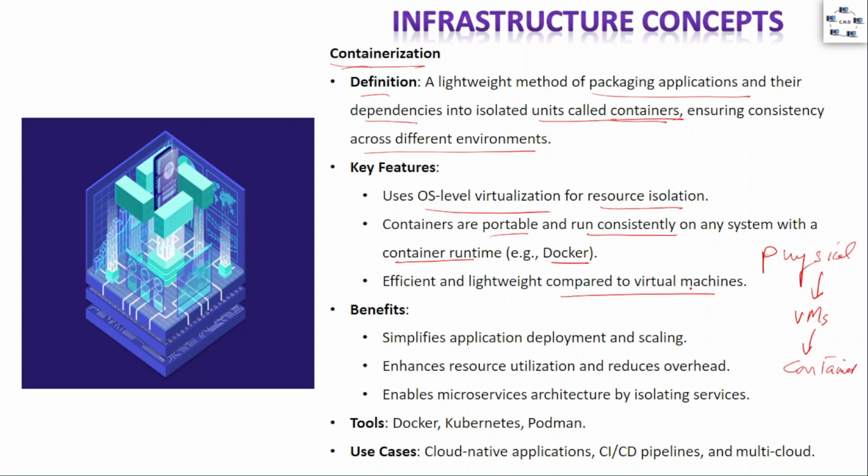Because inside the VM, each VM has its own OS, while here we can see that it is virtualization at the operating system level. What does this mean? That you may have multiple containers inside a single OS. Benefits include that it simplifies application development, deployment, and scaling. It enhances resource utilization and reduces overhead, and enables microservices architecture by isolating services.